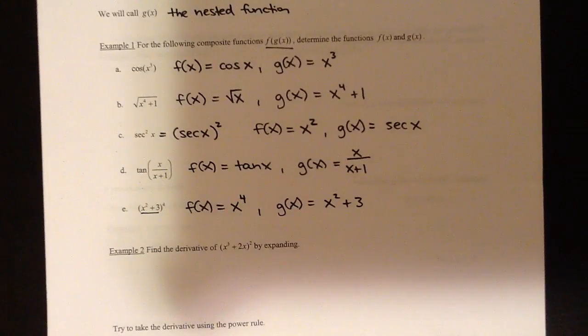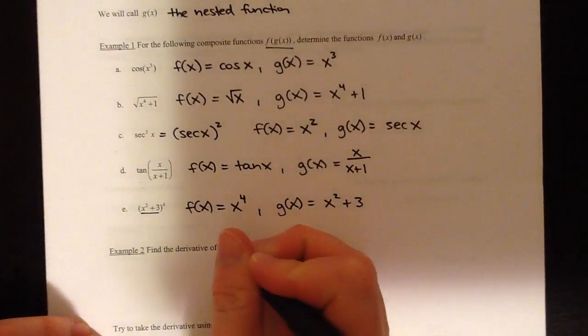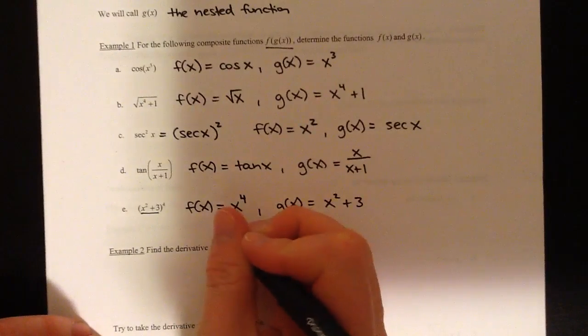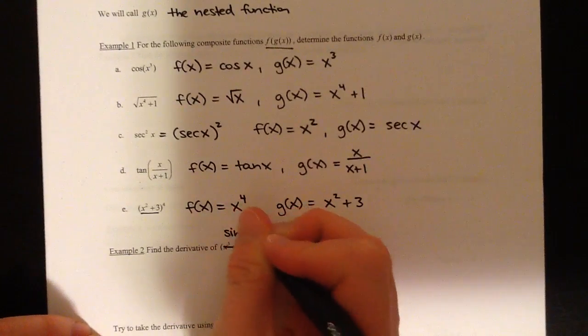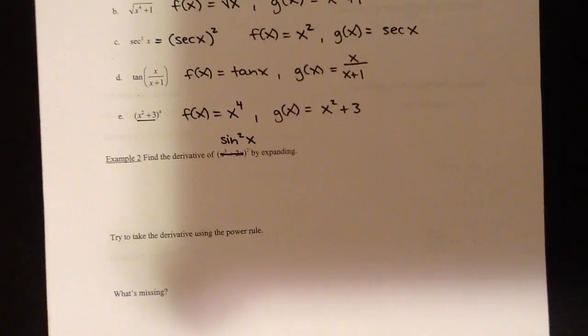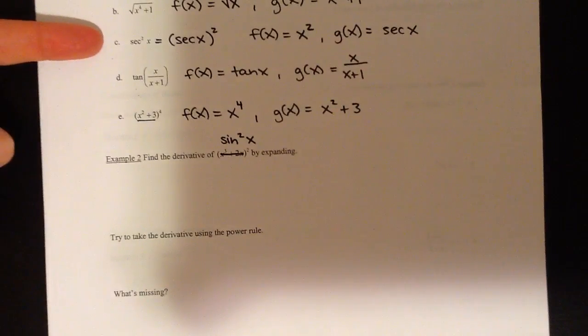Example 2, I meant to change this when I was typing. I don't want to do this polynomial squared. I actually want to do sine squared. All right, so we're going to find the derivative of sine squared by expanding. So by expanding, I mean writing it out twice, foiling it, using the product rule, kind of like what I was just talking about with part C.